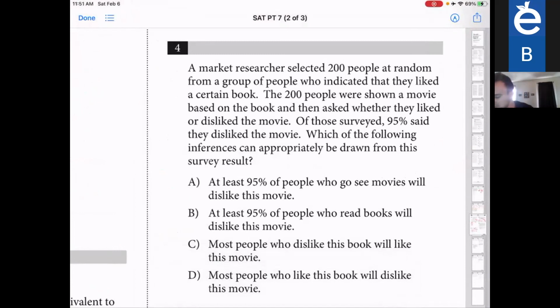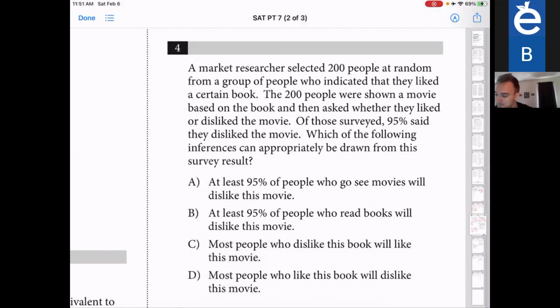Number 4, a market researcher selected 200 people at random from a group of people who indicated that they liked a certain book. The 200 people were shown a movie based on the book and then asked whether they liked or disliked the movie. Of those surveyed, 95% said they disliked the movie. Which of the following inferences can appropriately be drawn from the survey result? So maybe read over that one more time, because it has numbers obviously involved in it, but it's more of a qualitative type of question. They're asking us which of these things, given the data and given these percentages that we know, is true. We want to make sure that we're not overstepping our bounds and we're not drawing inferences that we can't really back up.